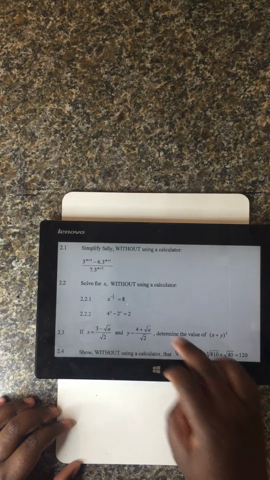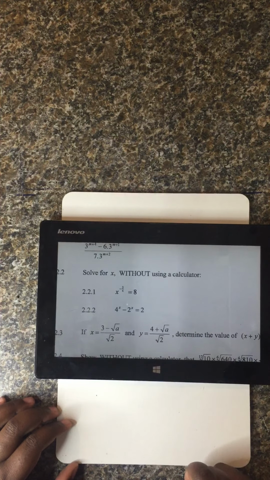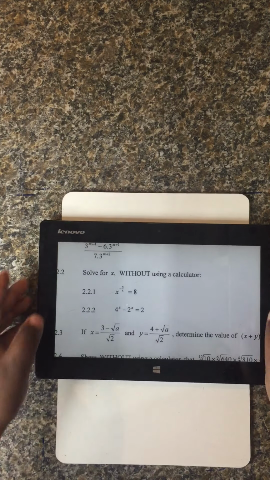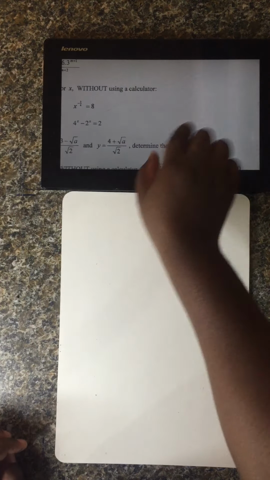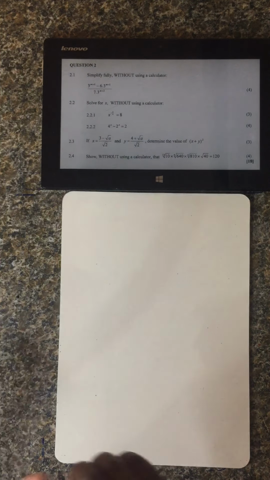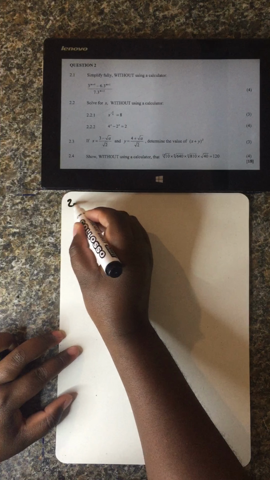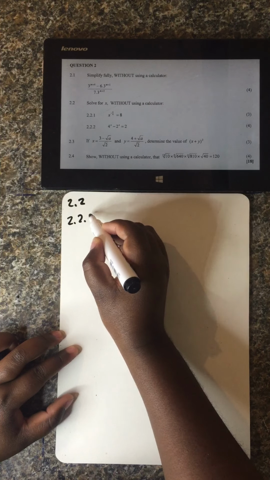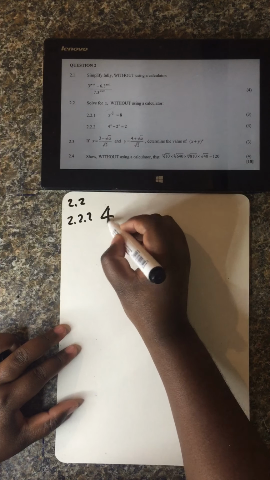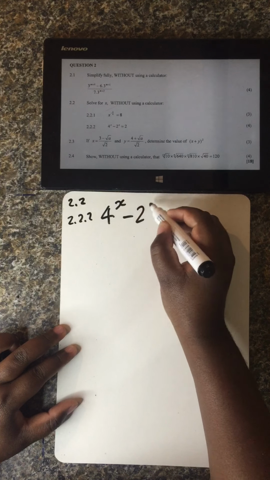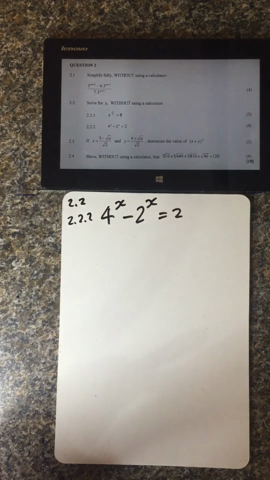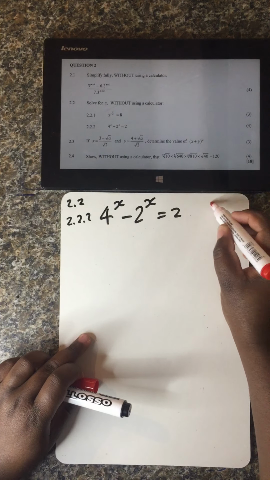So ladies and gentlemen, we now move to the next question, which is 2.2.2: 4 to the exponent x minus 2 to the exponent x is equal to 2. And this question is allocated 4 marks. Very, very much interesting question. So we're still on question 2.2, and now we're doing question 2.2.2. The question is 4 to the exponent x minus 2 to the exponent x, which is equal to 2, and it's allocated 4 marks.